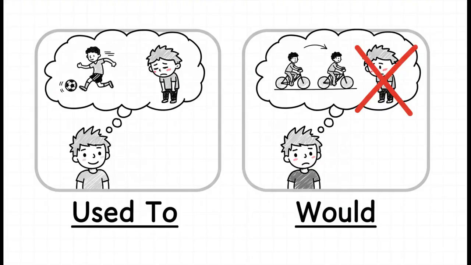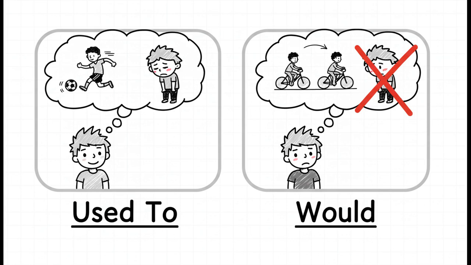All right, let's look at another powerful tool for talking about the past, used to and would. On the left, we've got used to. We use this for past habits and past states that aren't true anymore. So you could say, I used to live in New York. That's a state. Or I used to play the guitar. That's an action.